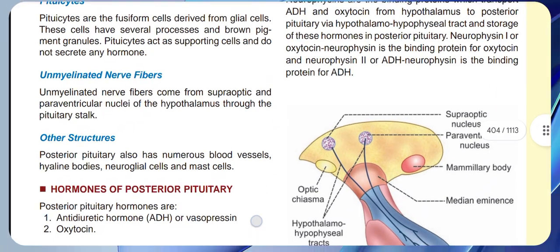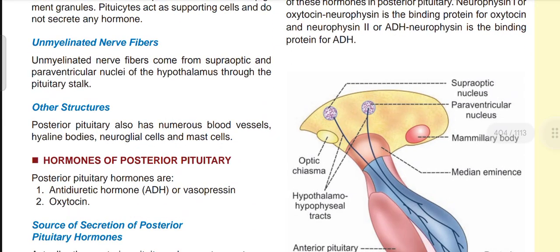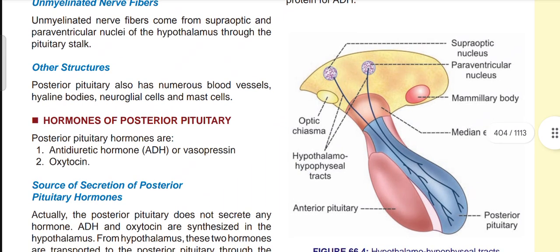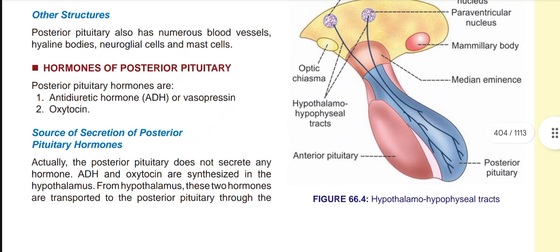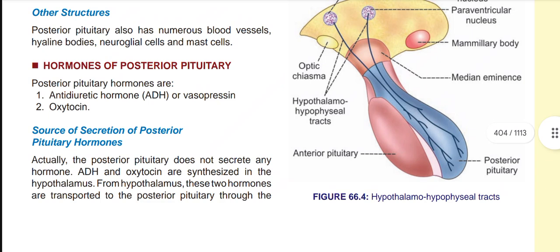Now, in the diagram you can see the supraoptic nucleus and paraventricular nucleus, and in the hypothalamus part, the optic chiasma and mammillary body. Then the parts of the posterior pituitary come: median eminence, posterior pituitary, and the cords also, and the hypothalamo-hypophyseal tracts. You can see this is also drawn in the diagram.